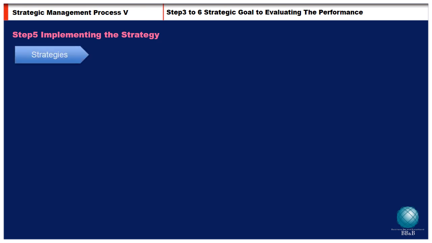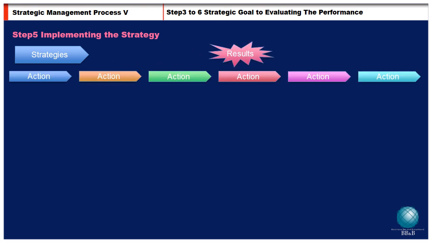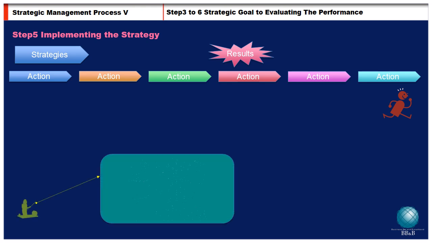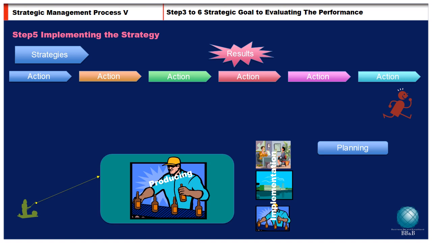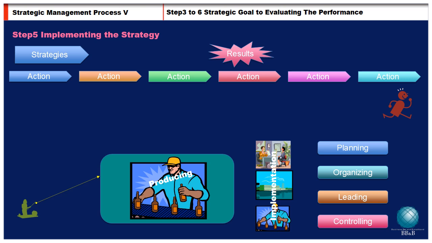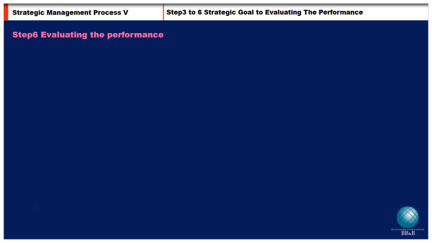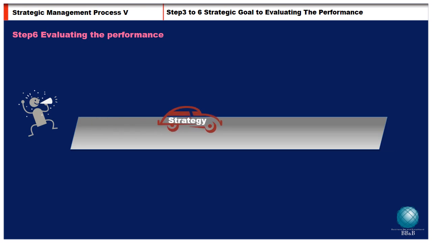Step 5 is implementing the strategy. Strategy implementation is translating the strategy into actions and results. Whereas strategy is action planning, implementation is action itself. This is the stage of actually hiring people, building plants and inventory, and producing products or services. Although this lecture is focusing on planning, implementation also relates to other parts of the management process, such as organizing, leading, and controlling.